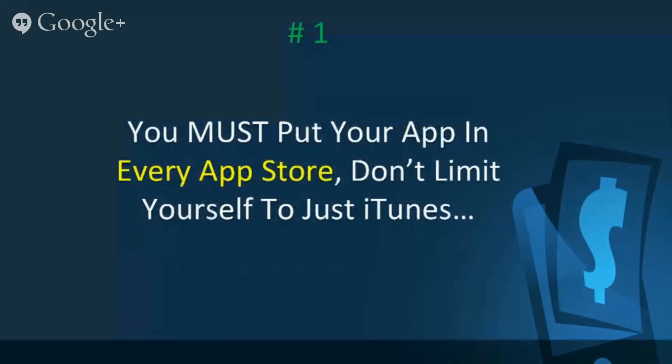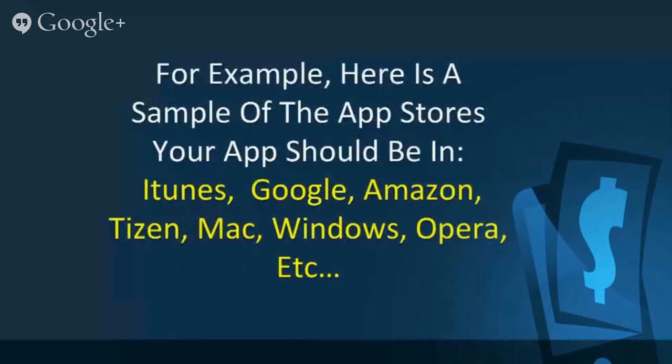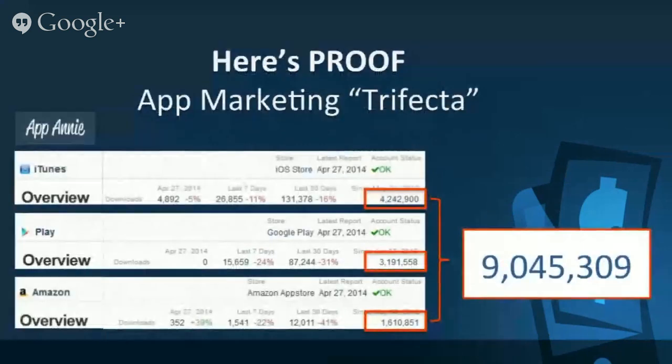Number 1, you must put your app in every app store. Don't limit yourself to just iTunes. For example, here are a sample of the app stores your app should be in: iTunes, Google, Amazon, Tizen, Mac, Windows, Opera Mobile, etc. Here's proof. In just these 3 app stores, I have over 9 million app downloads. If I would have limited myself to just iTunes, I would only have 4 million app downloads.